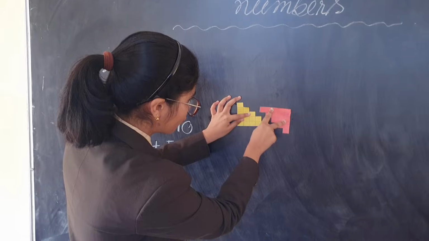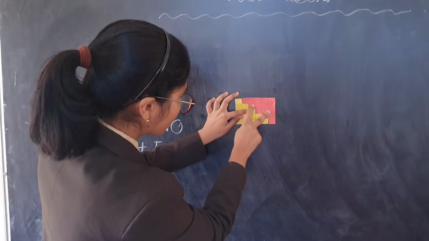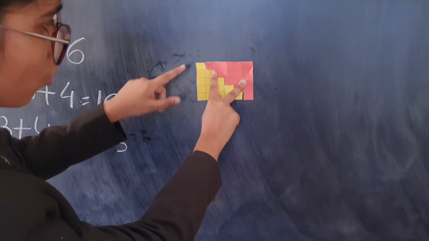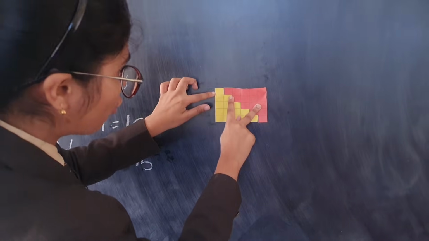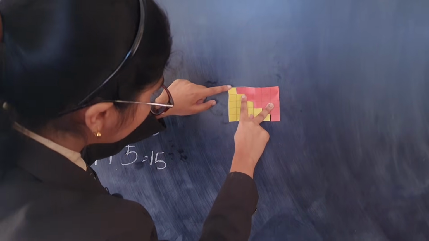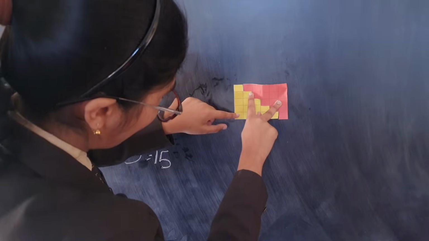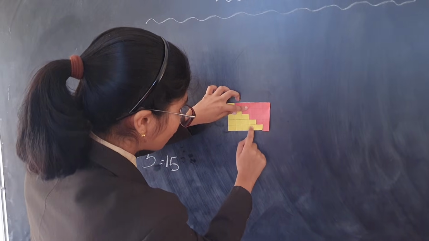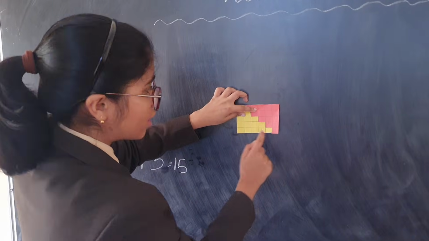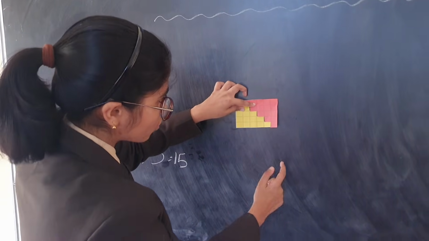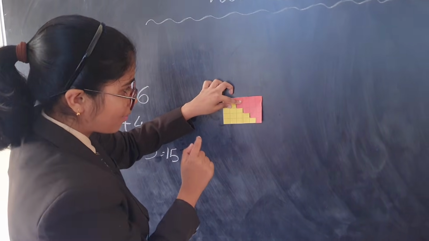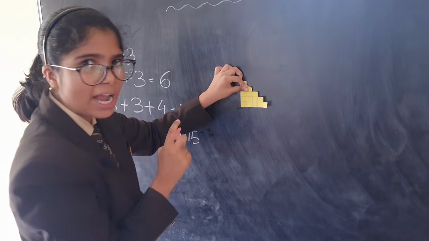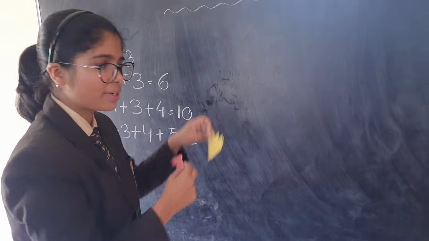We can join these two figures. Now let's count the total number of squares row wise and column wise. The total number of squares row wise is 1, 2, 3, 4, 5 and total number of squares column wise is 1, 2, 3, 4, 5, 6. So the total number of squares of this total figure is 5 times 6, that is 30. But the total number of squares of this figure will be 5 times 6 by 2, that is 15.